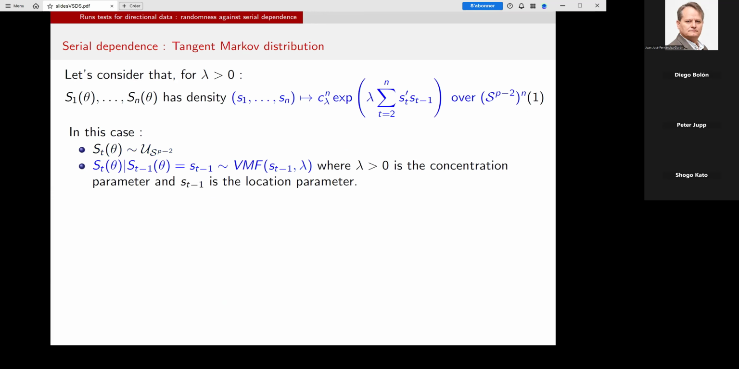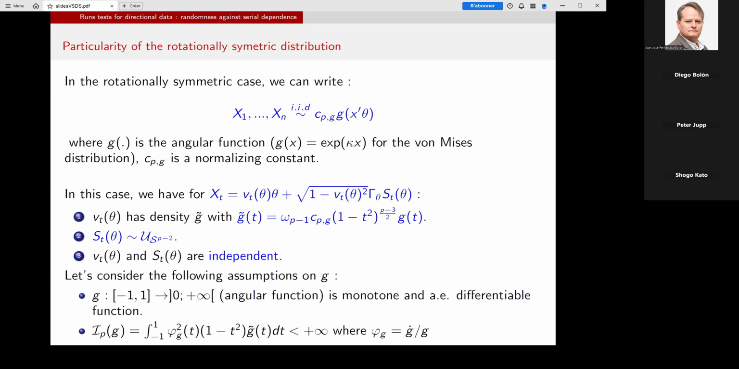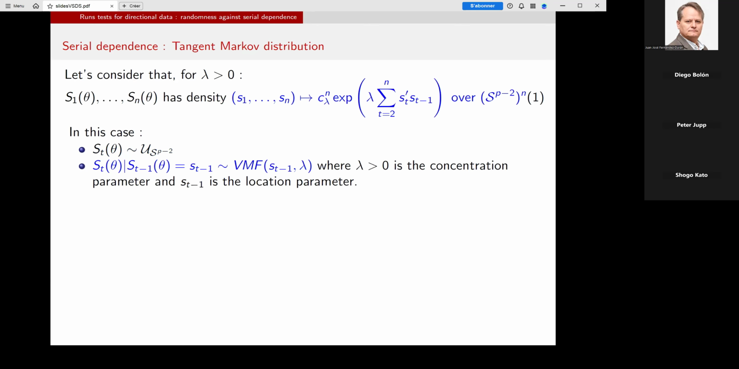So with the rotational symmetry, we have this particularity. And now I would like to introduce the tangent Markov distribution, which will be our alternative. So we define the tangent Markov distribution by this, considering that the sign of directional data S1 until Sn has this kind of density. Here appears a new parameter lambda. With this density, first, the marginal St is still uniform on the sphere of dimension p minus 2. But you will have a von Mises distribution for the conditional distribution of St knowing St minus 1. So lambda is the concentration parameter of the von Mises distribution, so it is strictly positive.